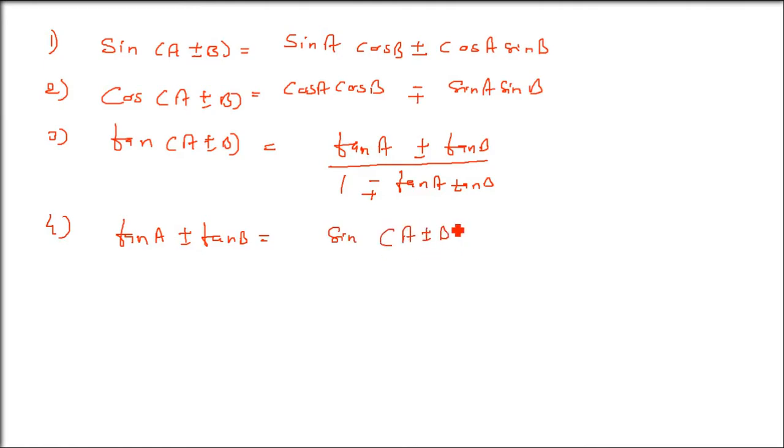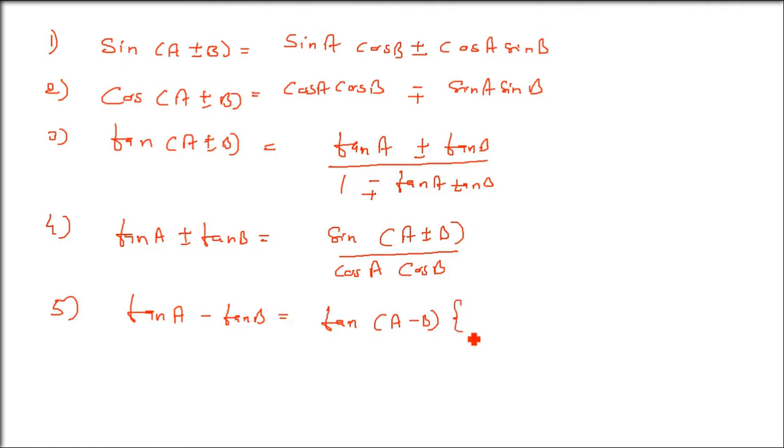This will be sin(a plus minus b) divided by cos a cos b. Then you have tan a minus tan b. We have already seen tan a minus tan b, but this is a different way of showing it. This is also something we are going to use sometimes. tan(a minus b) multiplied by, in the bracket, 1 plus tan a tan b. This also we are going to use.